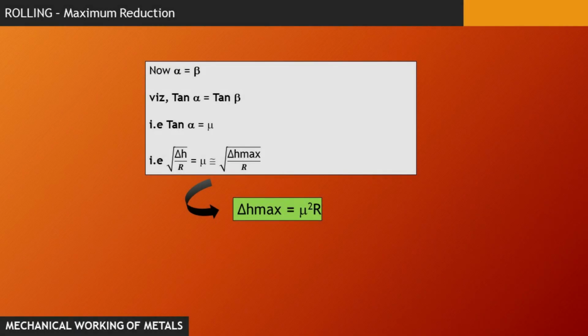Now when these two angles are equal, we will have tan alpha equal to tan beta. In essence, tan alpha would become equal to mu. Putting the values here, we get the maximum possible reduction as mu square r.